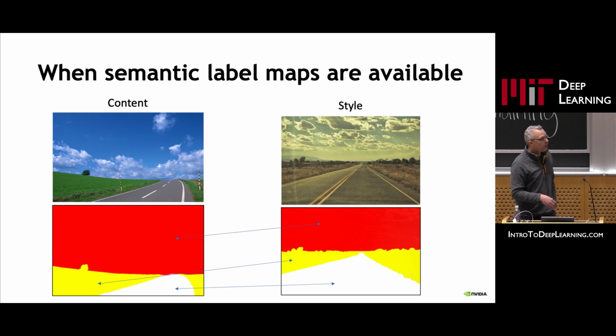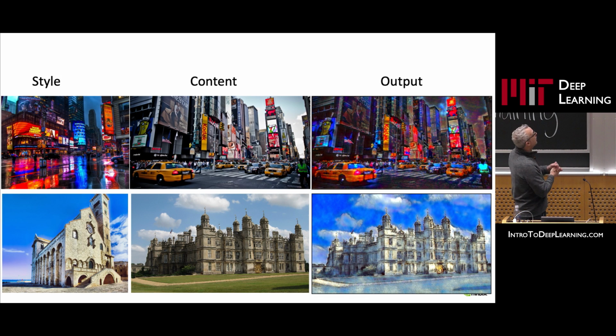We also make use of labels if they're available. Previous work also uses this, so if we know this part of an image is the sky, and this part of the style image is also sky, we map those together to make sure that we don't mix roads and skies and so forth. What you get is this. So style on the left, content in the middle, we apply the style on the content, and we get the output on the right. And as you can see, for the top image, it looks all right.